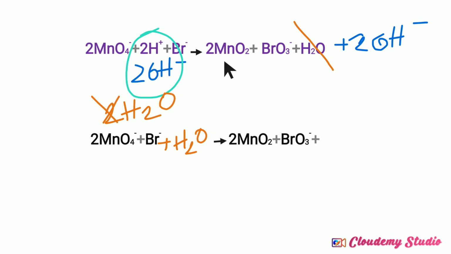The right hand side, what are the things left out? 2 MnO2, that is written. 1 BrO3 minus, that also is written. This water molecule is cancelled. Remaining what is left out? 2 OH minus, that we need to add here. 2 OH minus we have added. Now this is the balanced equation. The balanced equation is 2 moles of permanganate ion, 1 mole of bromide ion, 1 mole of water react together. As a result, 2 moles of manganese dioxide, 1 mole of bromate ion, and 2 moles of hydroxide ions are obtained.